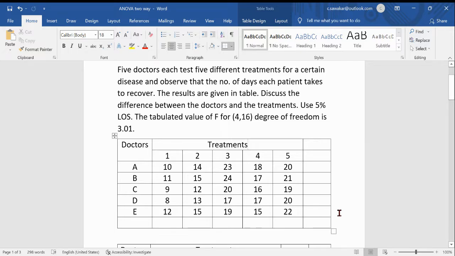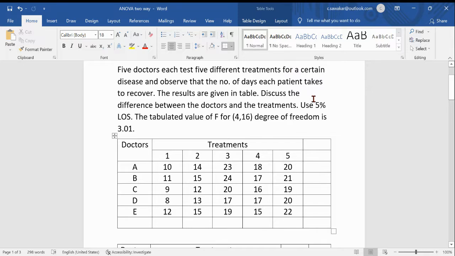That is what we will come to know: whether there is a significant difference between the doctors or not. With that we could have concluded whether there is a difference between the doctors and the treatments. But this is quite a lengthy method.